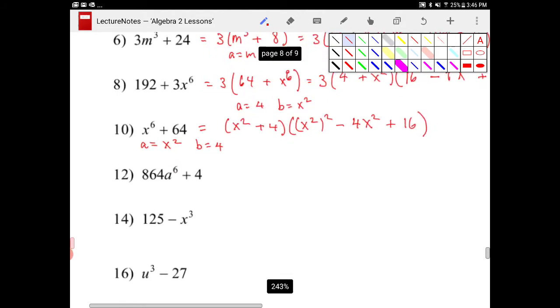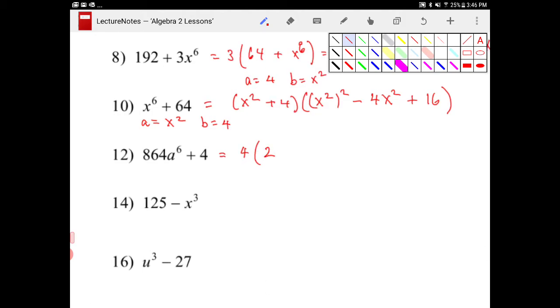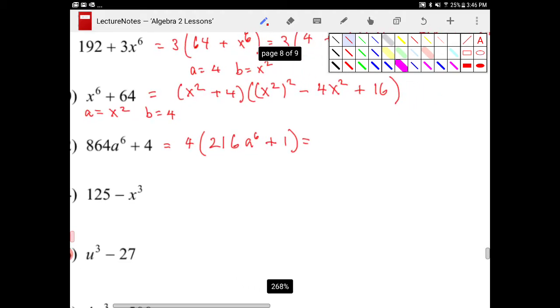All right, moving on. 864a to the 6 plus 4. This is the same thing as 4 times something. 4 divides into 864 how many times? 216 times. So what will this turn into? Let me take that back.